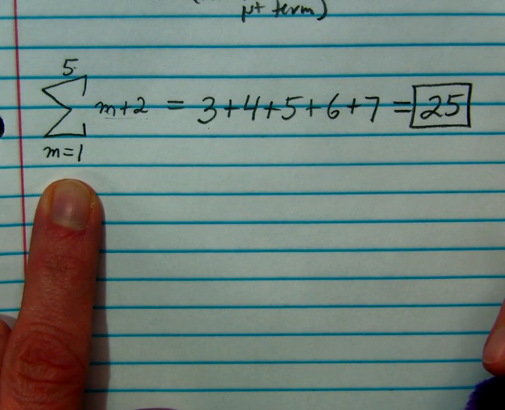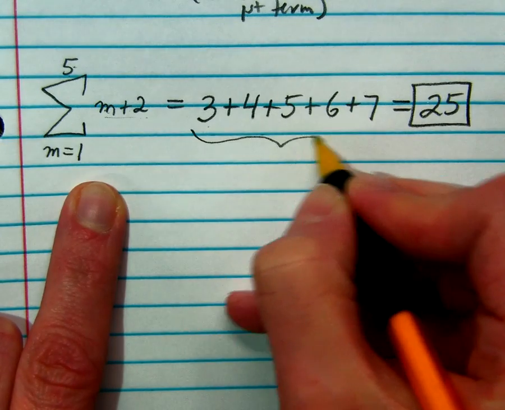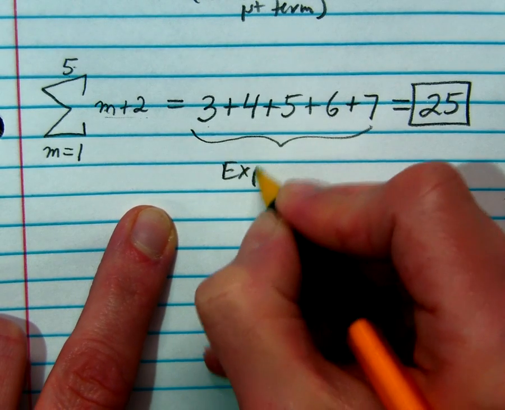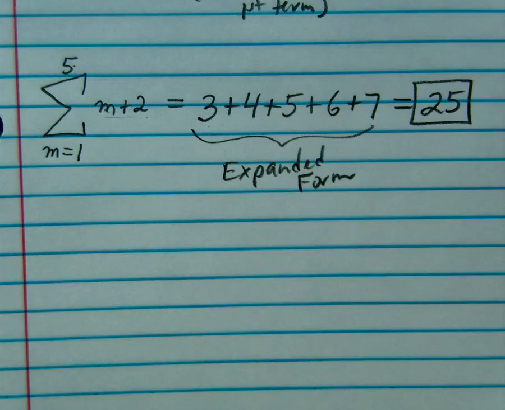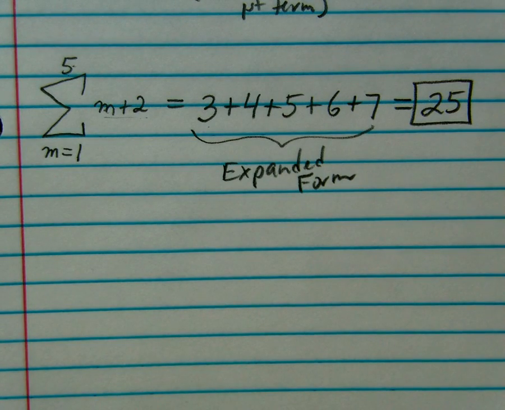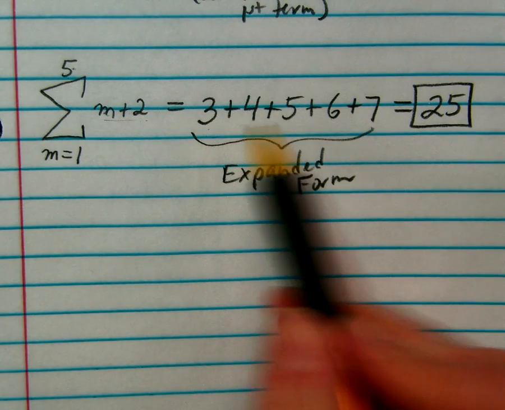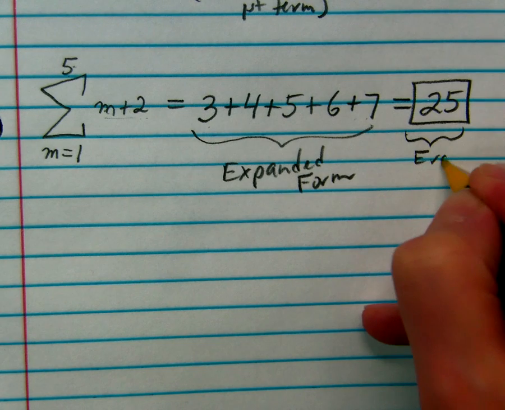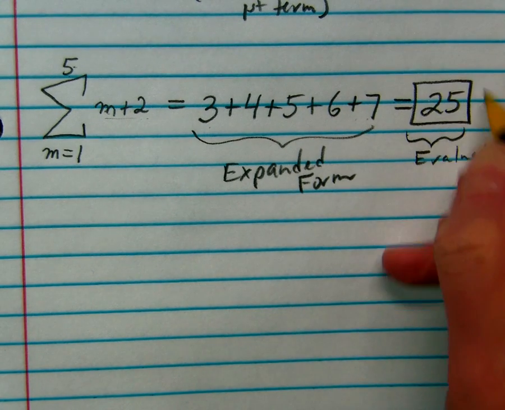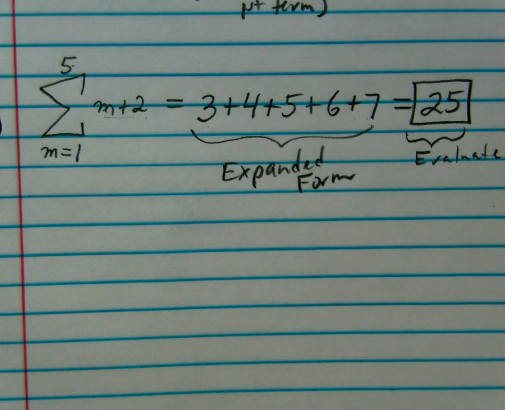You'll get 25. Oh, and by the way, I forgot to tell you, this is called the expanded form. So if you ever see anything like that on a standardized test, it's asking you for the expanded form. This is what they want. If they say to evaluate, that means they actually want the final answer for what that sum is.